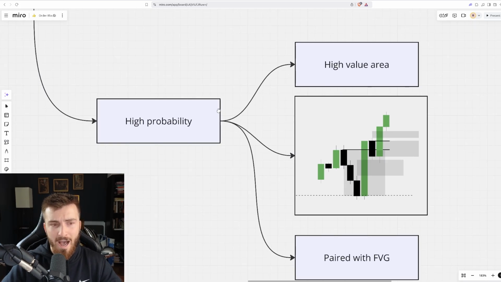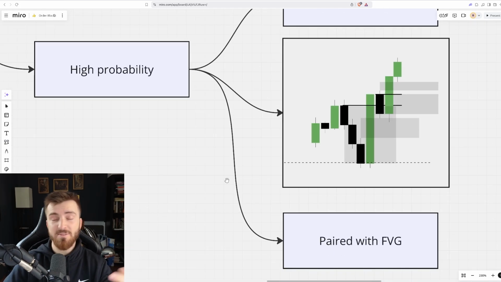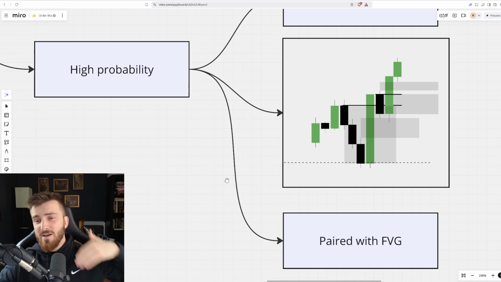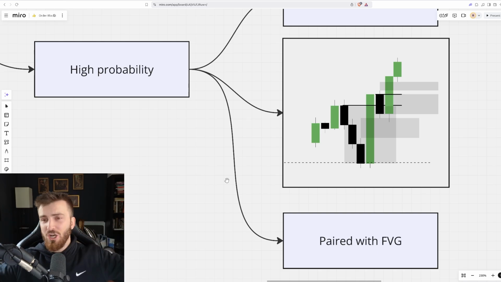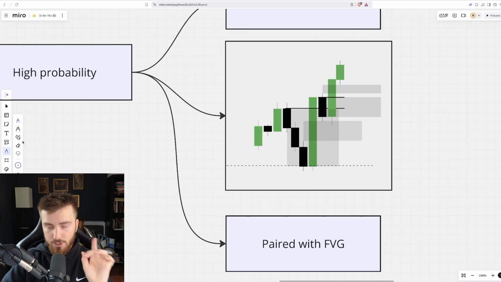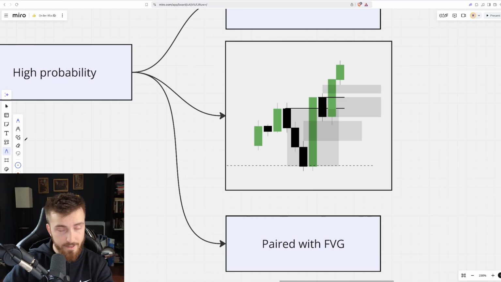So now, high probability order blocks, they are in high value areas. They are paired with fair value gaps. That is basically the highest of highest probability order block. High value area paired with fair value gaps. Just amazing. Now, the reason why, by the way, we will use fair value gaps for entries, but order blocks are important because they're going to be a very key PD array, which we are going to use for management, for example.